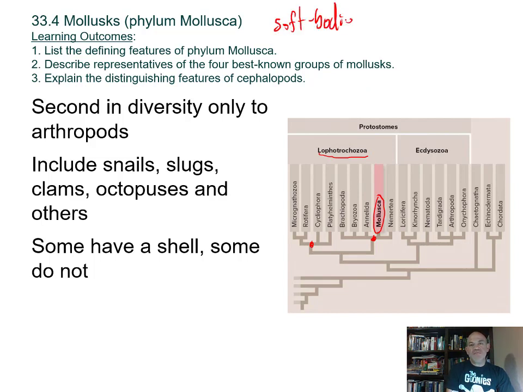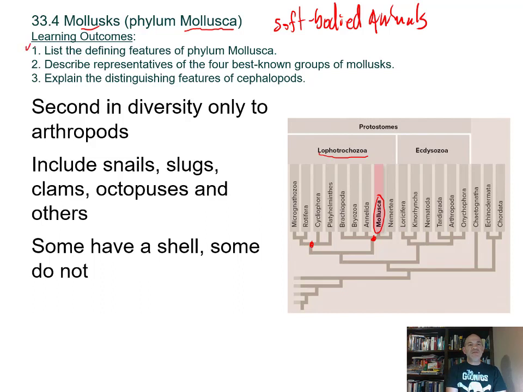soft-bodied animals. Now, they are soft-bodied animals, but some of them do produce a shell, and the shell is hard. Some of them lost the shell. The ancestral form probably had a shell. And so this is the phylum Mollusca. That's the formal taxon. It's at the phylum rank. Kingdom is just above it, Animalia, and we commonly call them the mollusks.